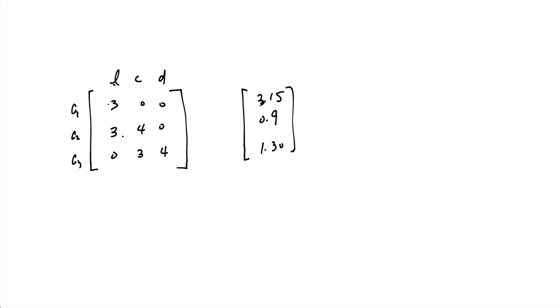Okay, so this first one represents the price of lily, and then the carnation and the daisy. This is the answer to part A. Part B.